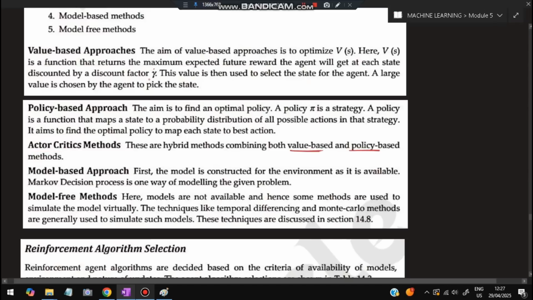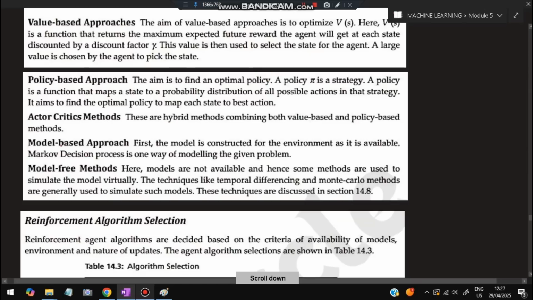In value based we have a discount factor gamma, and in policy based we have a pi, which is a strategy. In both of these we are optimizing these two to get the maximum rewards, and the hybrid mode combines both of them. In the model based approach, a model is constructed. In the model free approach, there is no model, we just keep on going, observing and moving forward.